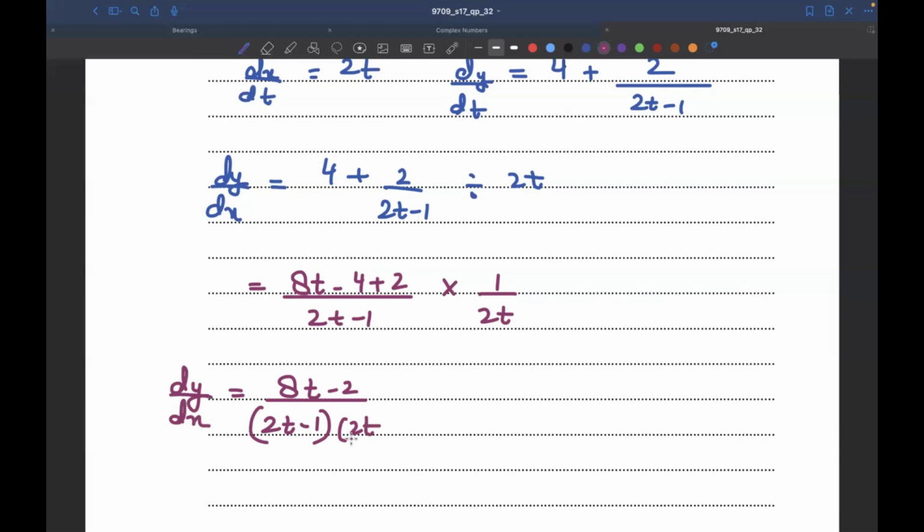And we can just leave it like this, or multiply in the denominator. It doesn't matter. We'll still get the full marks.